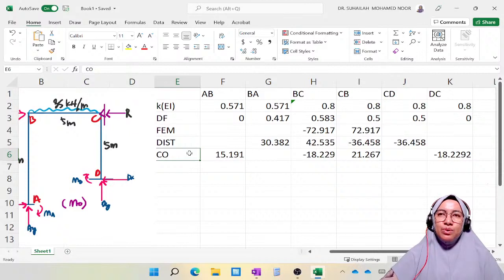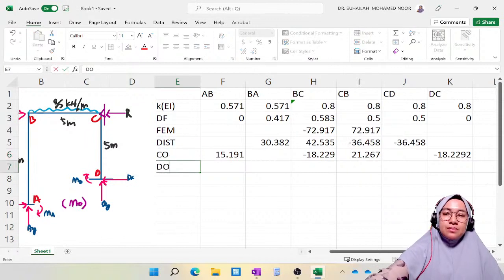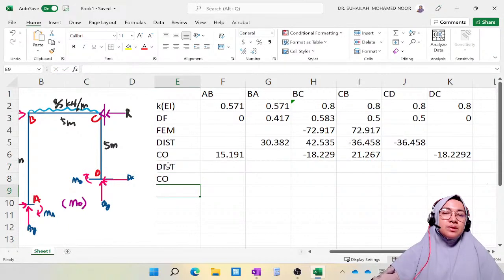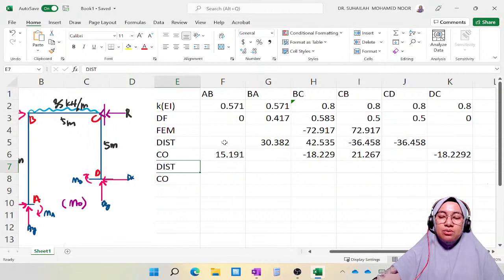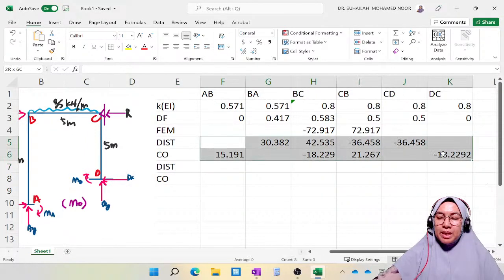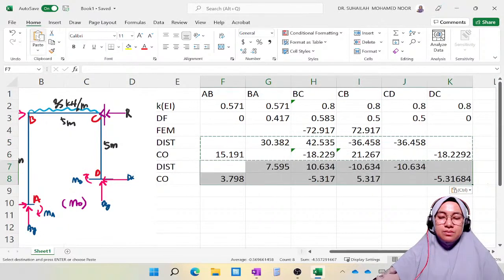When we distribute moment, we have to distribute the joint moment, and then we have to carry over the moment. After that, we need to repeat again: distribution, carryover. Okay, repeat again. So what I will do right now is copy and paste. So this is the second cycle.